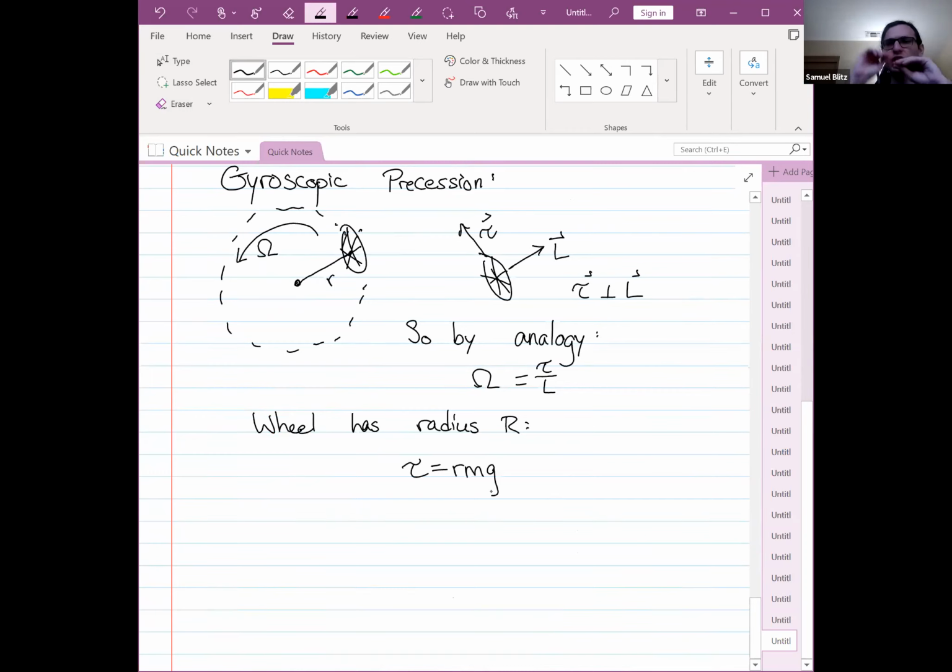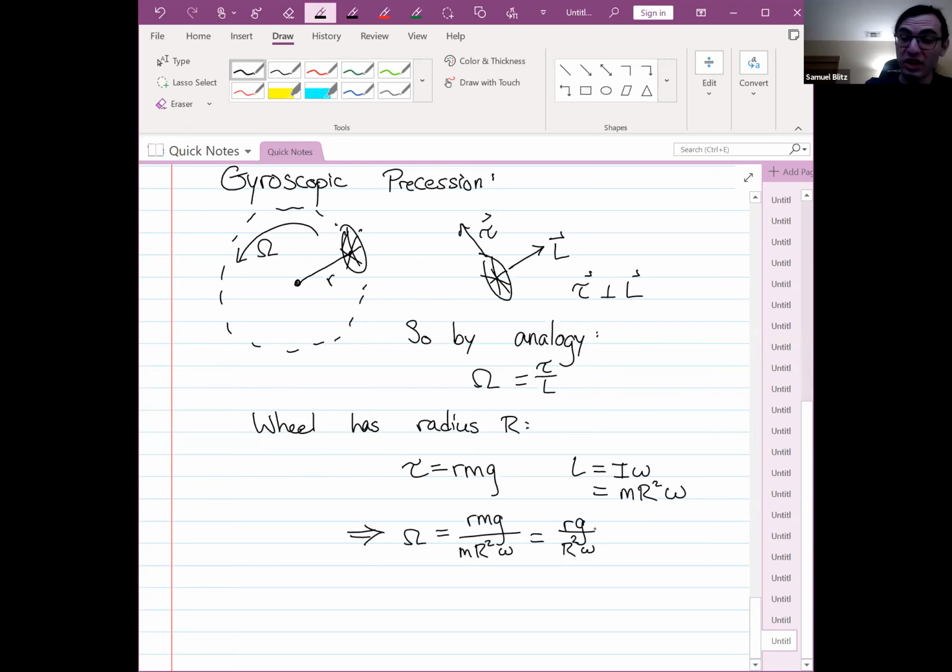If we assume this is like a thin wheel and so on, we can find what I is, because L is just I omega, right? And so this would be little m, sorry, M times capital R squared, because that's the radius of the wheel, times omega, which is the rate at which the wheel is spinning around on itself. And so we would end up with an angular rate of revolution of rmg divided by MR squared omega, which is just rg over R squared omega. So this is just a relatively nice, neat formula that tells you how fast this gyroscope will spin around.